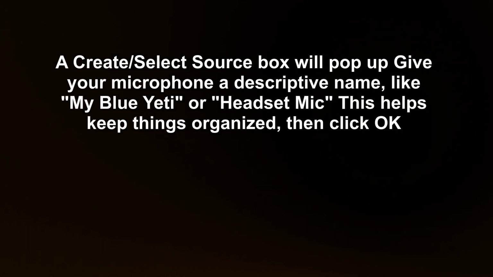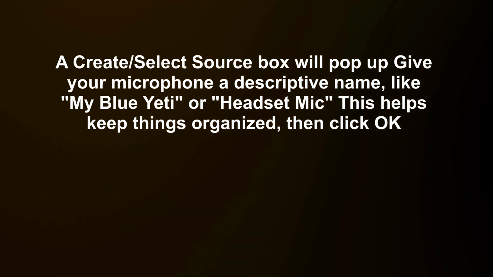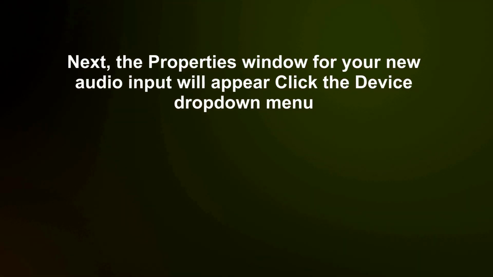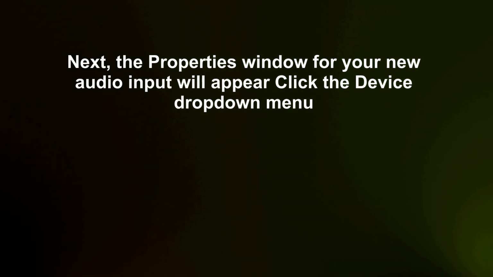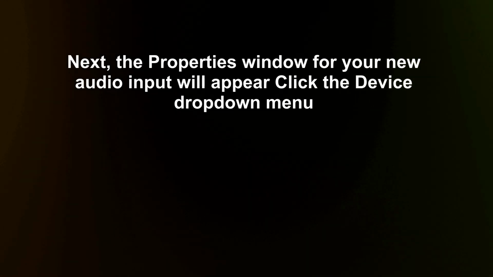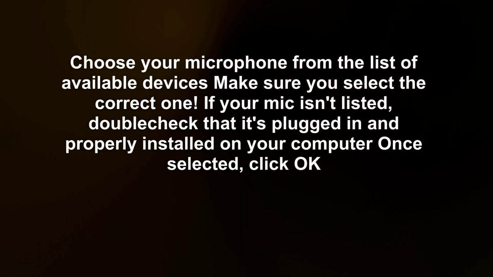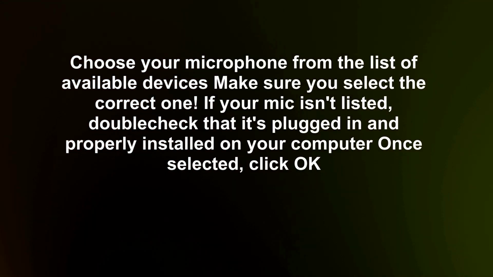Give your microphone a descriptive name, like My Blue Yeti or Headset Mic. This helps keep things organized. Then click OK. Next, the Properties window for your new audio input will appear. Click the Device drop-down menu. Choose your microphone from the list of available devices. Make sure you select the correct one.